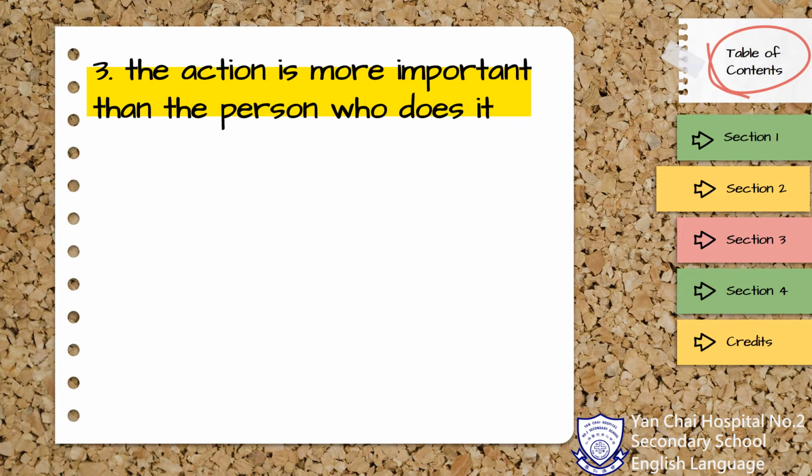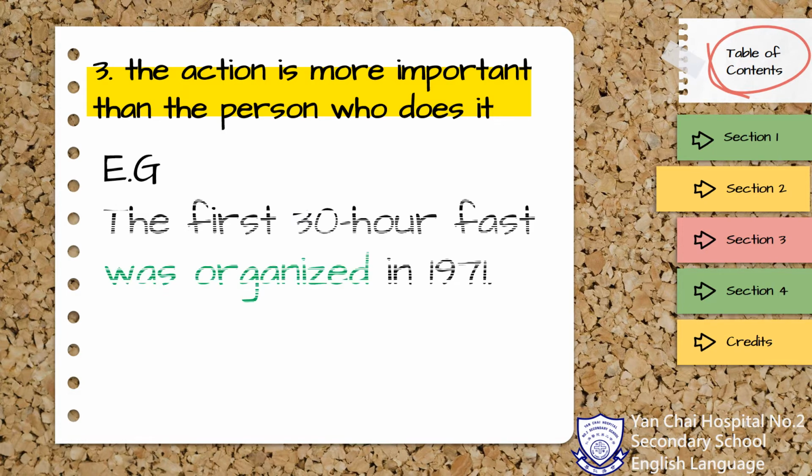Number three, the action is more important than the person who does it. So for example, the first 30-hour fast was organized in 1971. So here, the action is more important than the person who organized it.